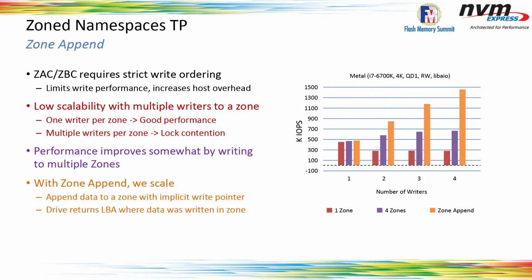With Zone Append, and I have one more slide that talks about how Zone Append works schematically, we see scaling performance. Zone Append is where you append data to a zone with an implicit write pointer, and the drive actually returns the LBA to the host and says, here's where I put the block in the zone. So it returns an offset.